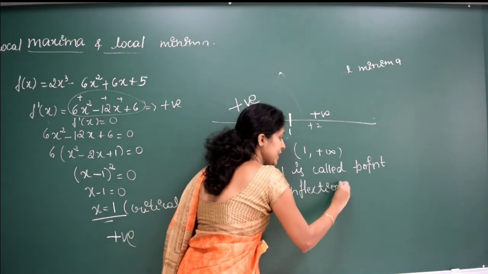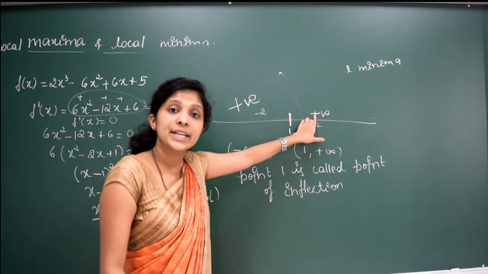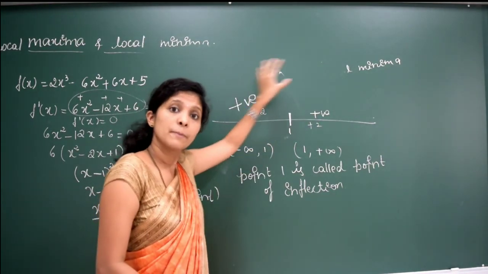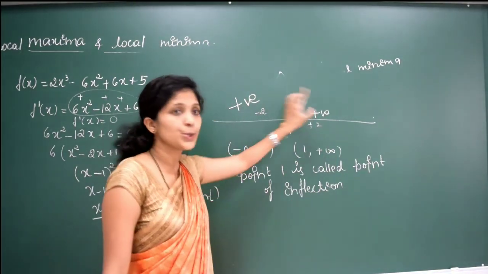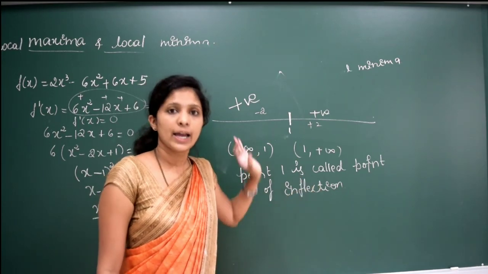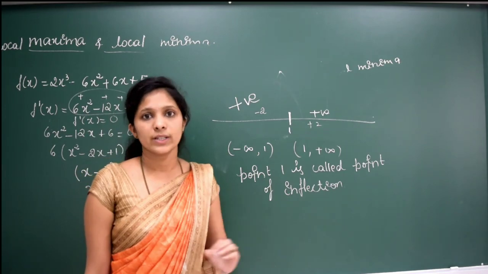Okay. If it is plus to minus, then we can say it is a local maximum. If it is minus to plus, then we can say it is a local minimum. But here it is positive to positive, the same sign, so it is called the point of inflection. I hope you understood about this one. Now in the next session we will speak about the second order derivatives.